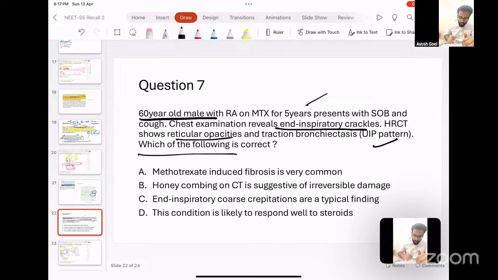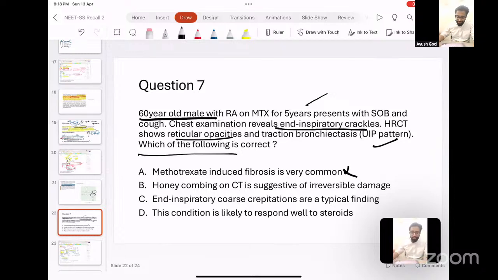The first option was methotrexate-induced fibrosis is very common. So sometimes simple common sense is enough to answer your questions. The most common drug that is prescribed for rheumatoid arthritis is methotrexate. So had methotrexate-induced fibrosis been very common, then all of you would have seen these patients in your practice, but this is not so. Therefore, methotrexate-induced fibrosis is actually a rare event. It is not a very common ILD. So again, this is a wrong answer.